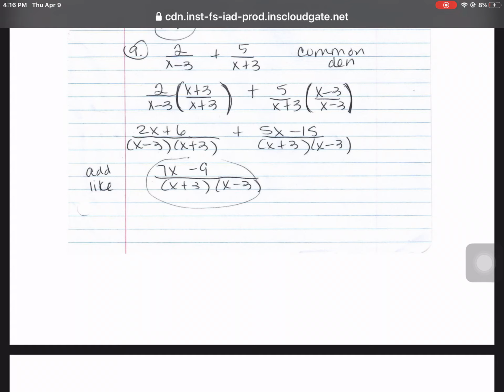Okay, then distribute the 2 on the left top, distribute the 5 on the right top, and combine your like terms.